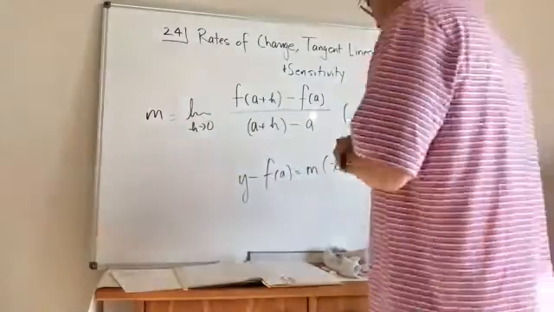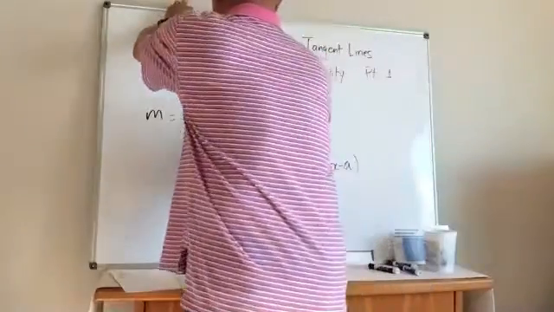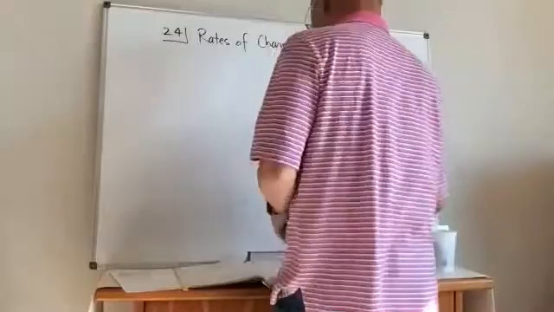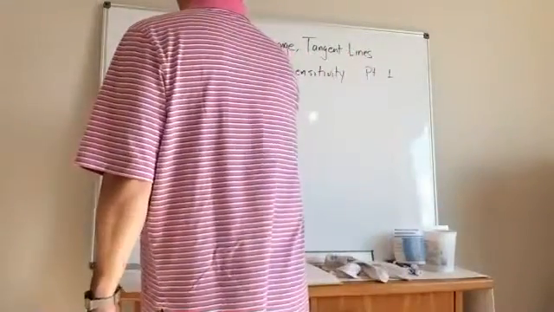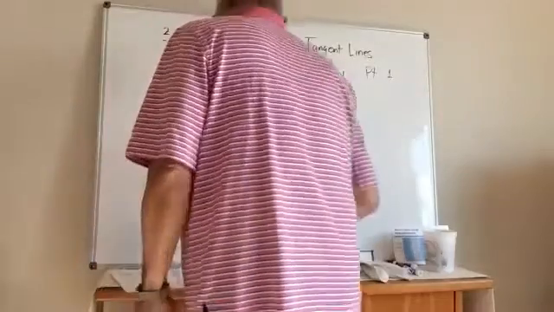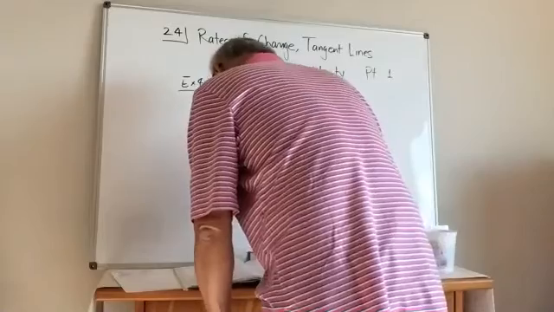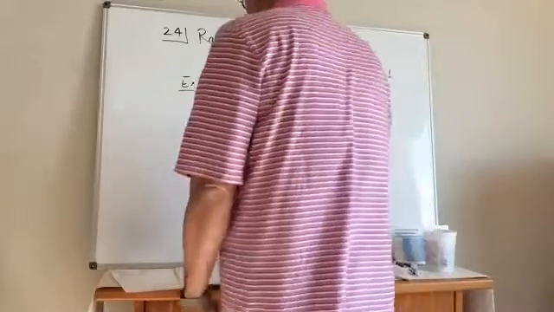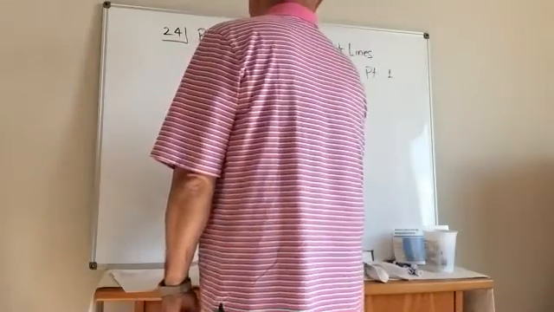Okay, so let's see if we can actually do this and do example number 4. Example number 4 says, let f of x equal 1 over x. Find the slope of the curve at x equals a. Okay, so this is basically nothing more than plugging and chugging.